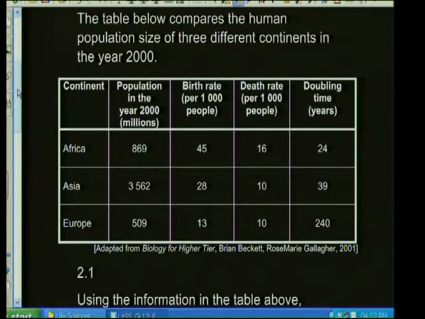Question number 2, do you notice every single time some kind of data, be it a table or a graph? Remember I also said this has got to do with the human population. Let's read the question. The table below compares the human population size of 3 different continents in a specific year, in the year 2000. Now we're going to be asked questions relating to the first one.